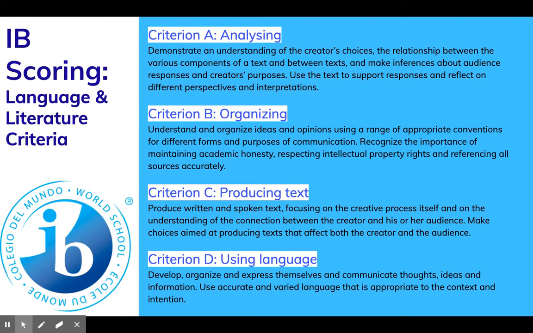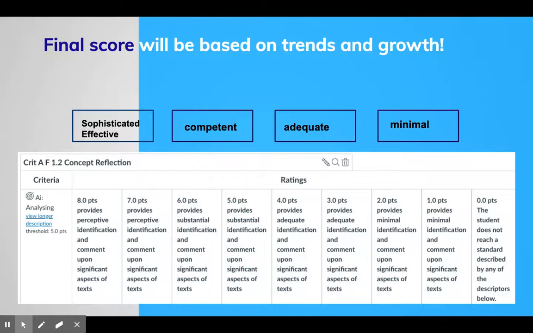For example, in language and literature, criterion A is analyzing, B is organizing, C is producing text, and D is using language. Each subject area has a different set of criteria, but those criteria are the same in that subject area all 3 years of junior high.